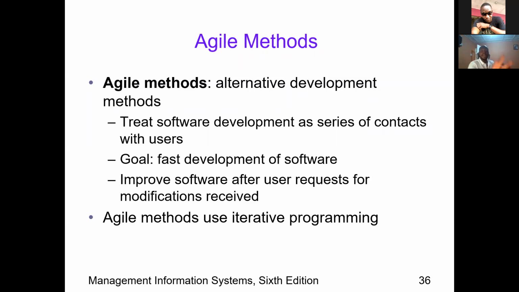So we said that the system development life cycle goes into 4 stages, sequential stages. The first one is the analysis. The second one is the design. The third one is the implementation. And the fourth one is the support.